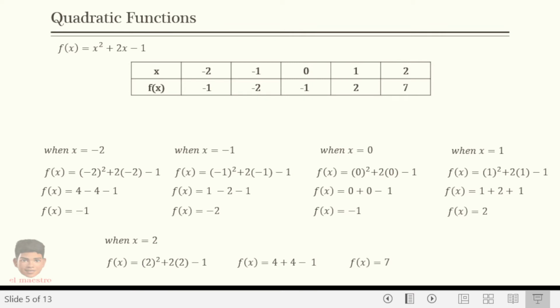So, ganun lang kadali, class. Okay? Ganun lang kadali gumawa ng table of values. Okay? So, let's check if this is really a quadratic function. I-check natin. So, subtract natin. That is equal to negative 1.